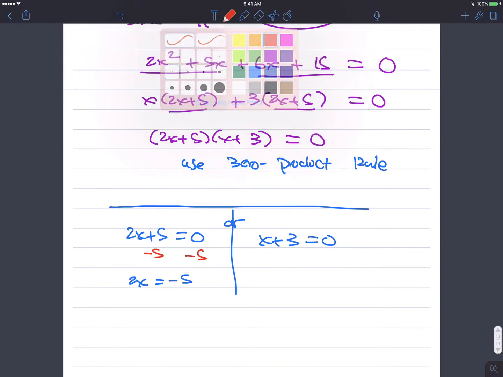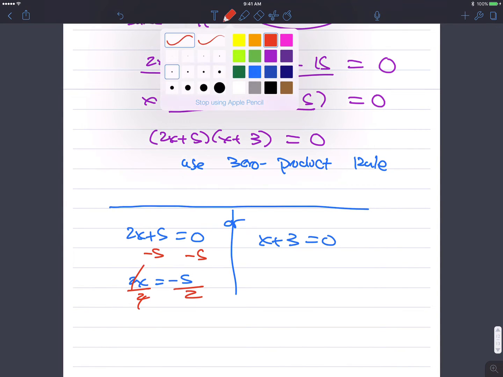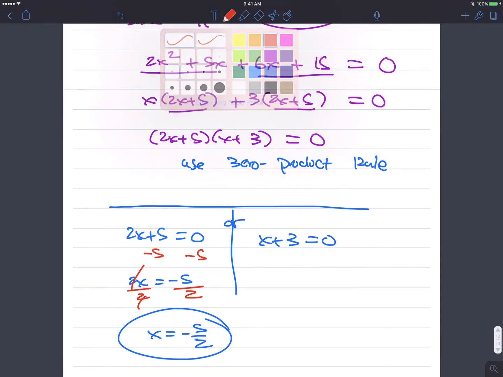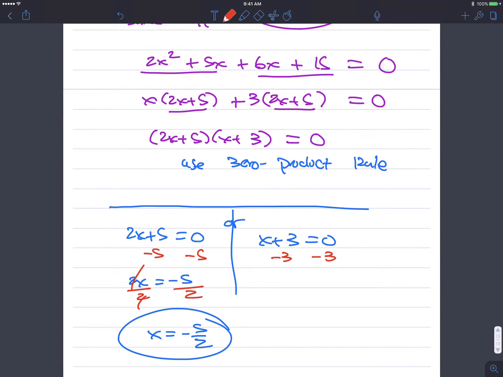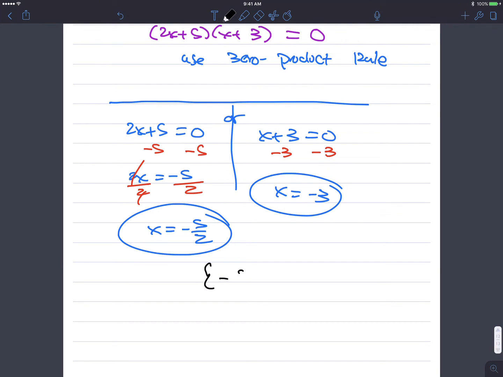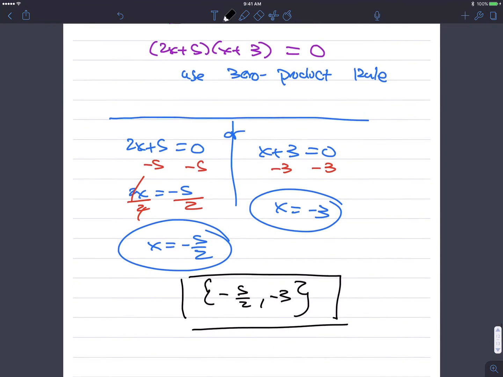So we're solving for x. Divide both sides by 2. And now we get the value that x is negative 5 halves. Here's my answer. Subtract your 3 now. And you end up with x is negative 3. So if you look in the back of the book as a solution set, negative 5 halves, comma, negative 3, these are my answers. This is a solution to this quadratic equation here.